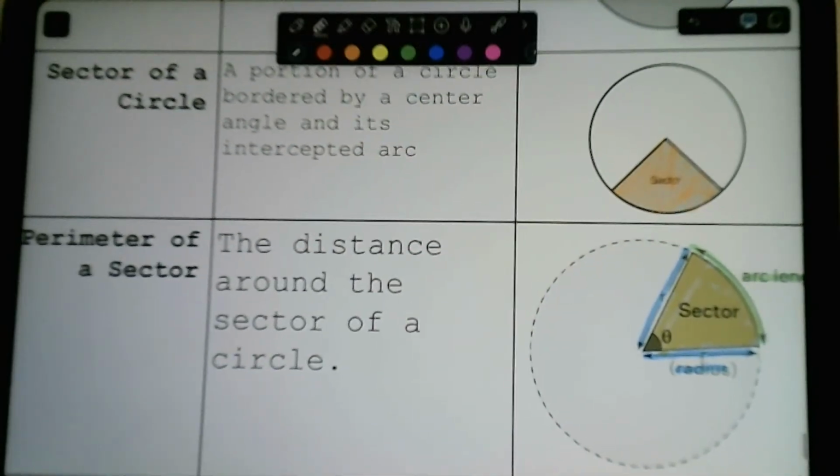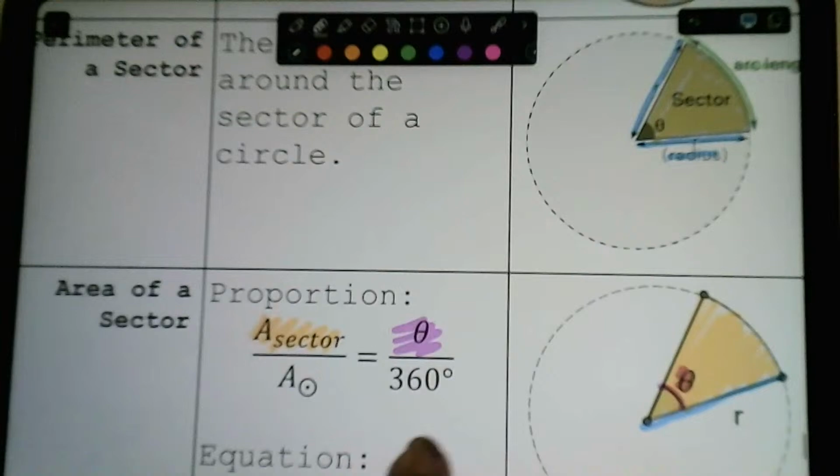If you recall how you found arc length, which was to think about the ratio of the arc length to the circumference in proportion to the angle measure that's creating that arc length to the entire way around the circle. So that fraction equals that fraction. It's the same thing for area of a sector.